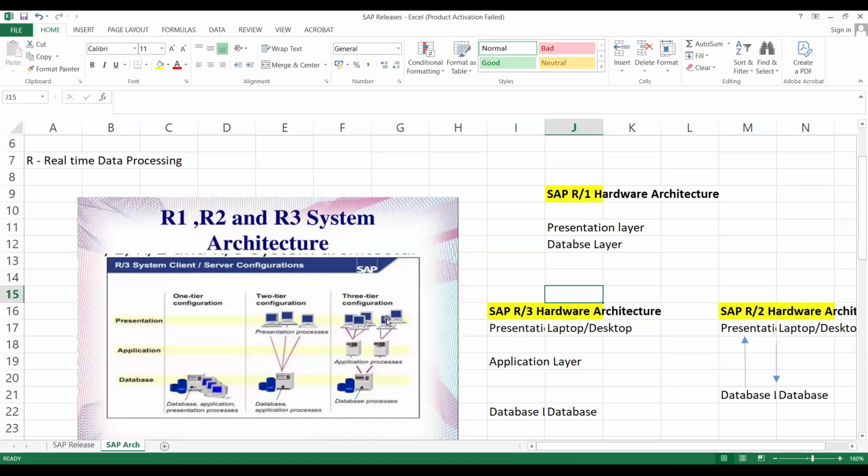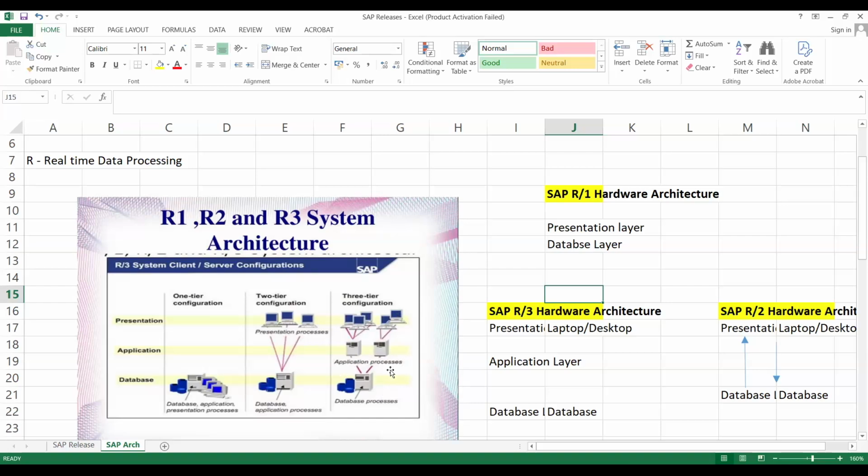Then SAP introduced one more layer in between. That's why it is called R3, and even now in S4 HANA we are still following this R3. So what is this R3 hardware architecture? When we talk about this 3-layer architecture, we have a database and a presentation layer, which have been there for a long time. In between, this application layer got introduced.